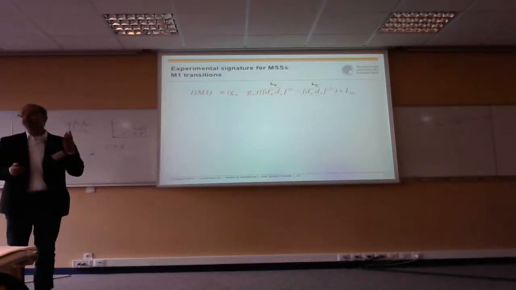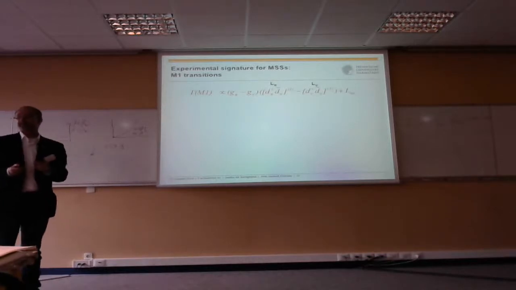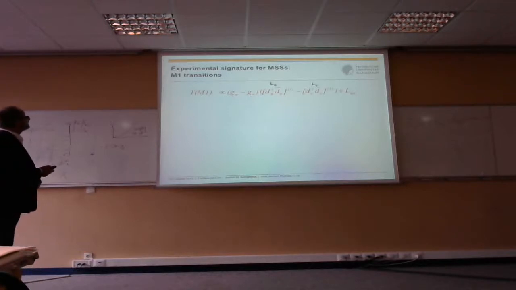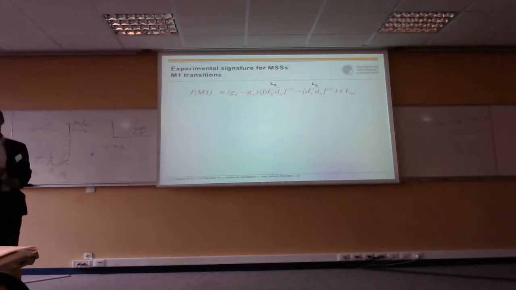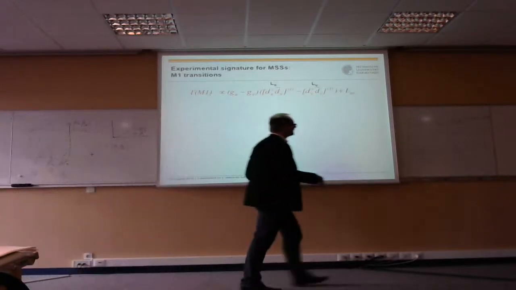We need more. We need unique signatures for these states in order to identify them experimentally from the many, many excitations of a nucleus. The experimental signature for mixed symmetry states are magnetic dipole transitions. We haven't discussed M1 transitions before because they are not very well described in the IBM1. So the M1 transition operator is, well, maybe there's one step missing here.